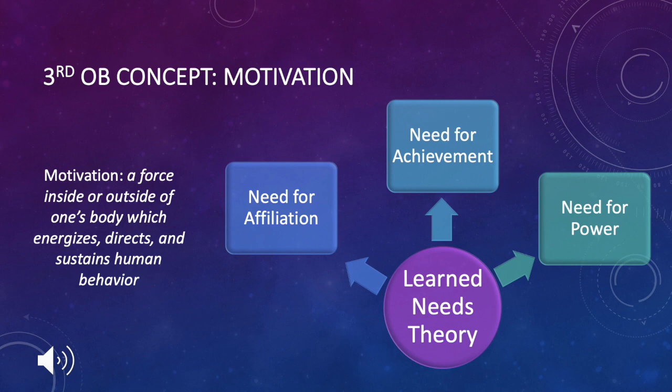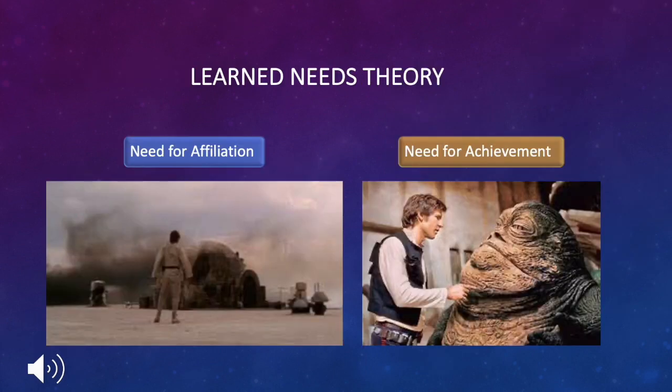The learned needs theory, created by David McClelland, states that there are 3 needs that result in motivation: need for affiliation, need for achievement, and need for power. Need for affiliation is when someone is motivated due to the desire to establish and maintain friendly relationships.